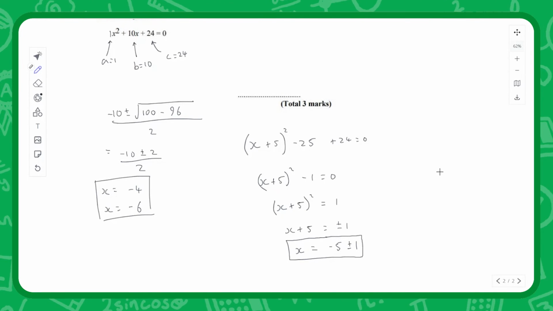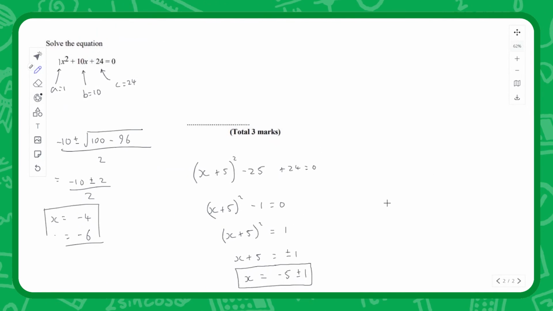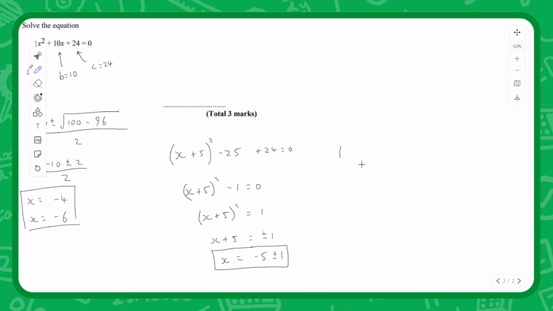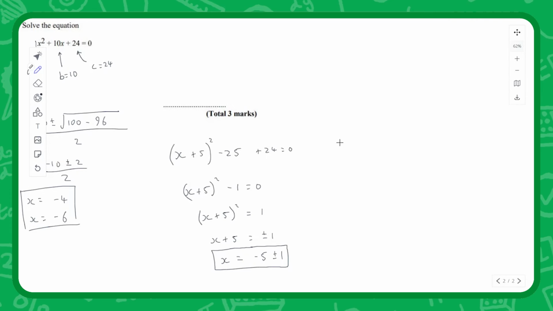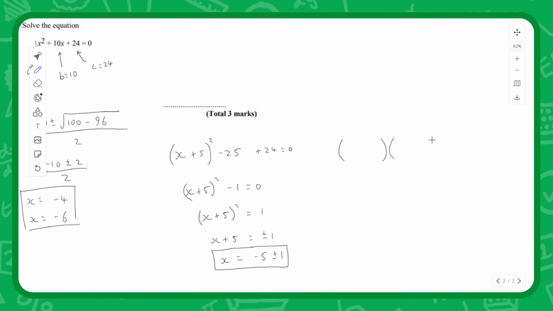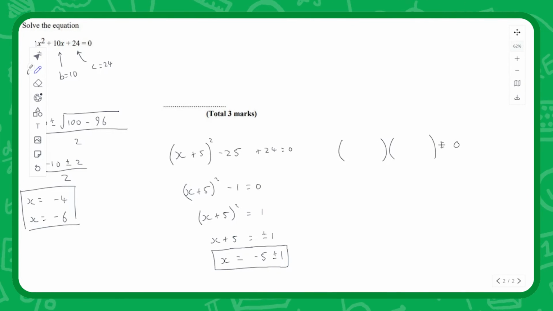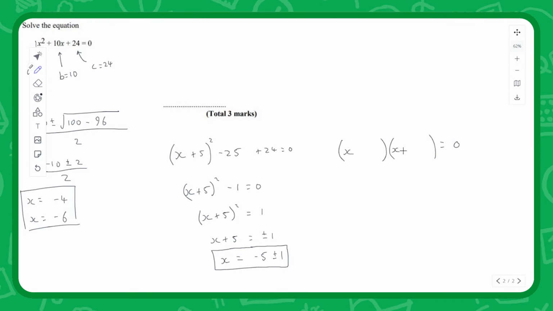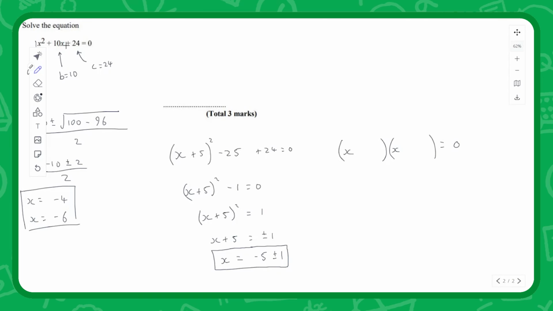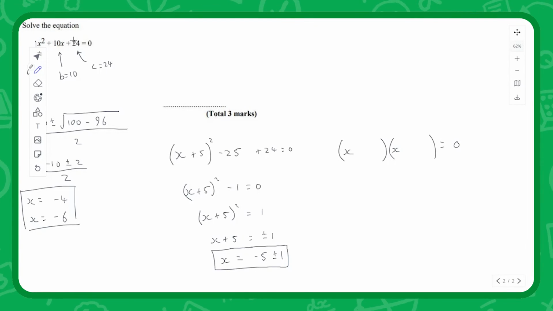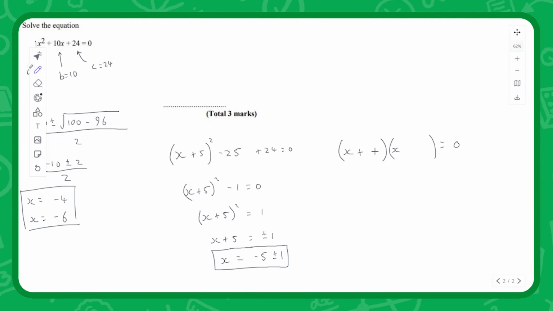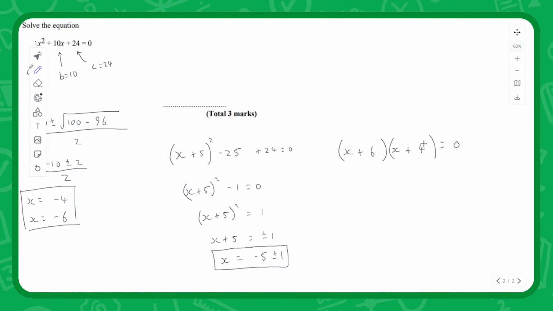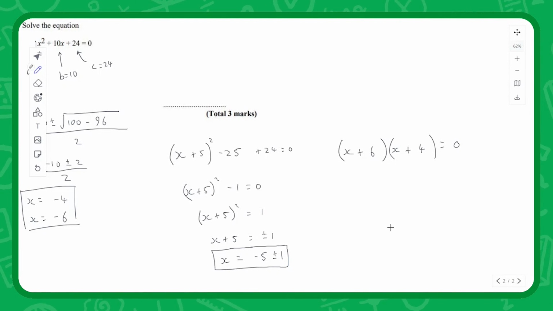Finally, let's do method 3, right? So again, we've got x squared plus 10x plus 24. Well, in this case, I want two brackets. I want a bracket here and a bracket here. And I'm going to set that equal to 0. Well, I've got to think of two numbers, right? I'm going to have x and x here. I've got to think of two numbers that add together to get 10 and times together to get 24. Well, I know those two numbers are going to be 6 and 4. 6 plus 4 is 10. 6 times 4 is 24.